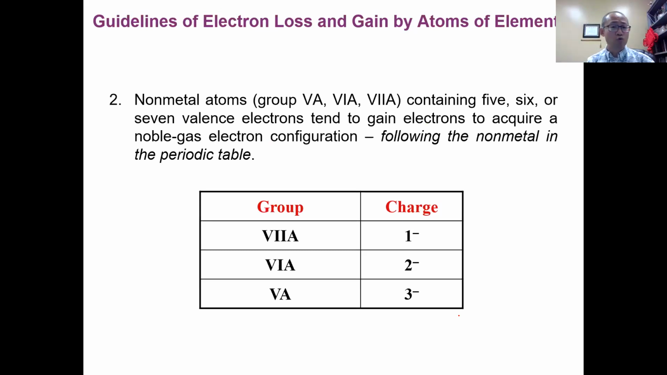Now for groups 5, 6, 7, instead of losing electrons, they will gain electrons to become noble gas configuration of 8. For group 5, you will gain 3. For 6, you will gain 2. For 7, you will gain 1. So the charges of groups 5, 6, 7 will be what? -3, -2, and -1.